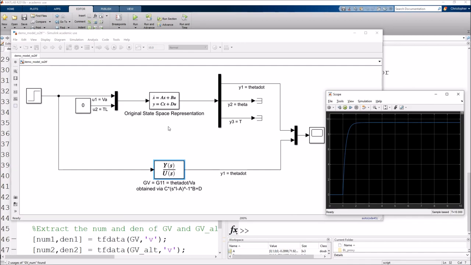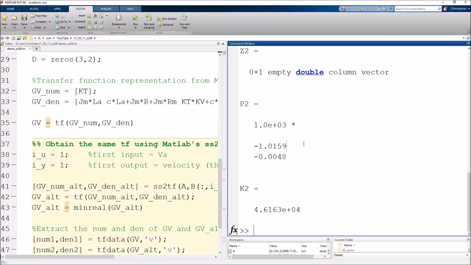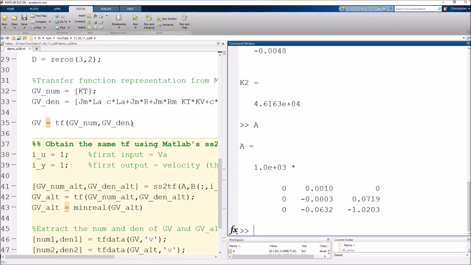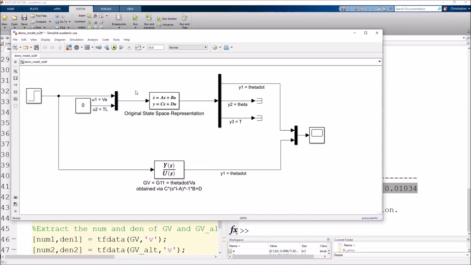Now, the last parting shot that maybe we should mention: if you remember, this state space representation was a three-state system, a third-order system. We saw that by looking at the size of A; A was a 3x3 matrix. But now, if we look at the denominator of just GV, the transfer function is second order. So this is interesting in the sense that although this state space representation is a three-state system, the response from the first output to the first input is actually only a second-order dynamic system, as evidenced by our resulting transfer function.